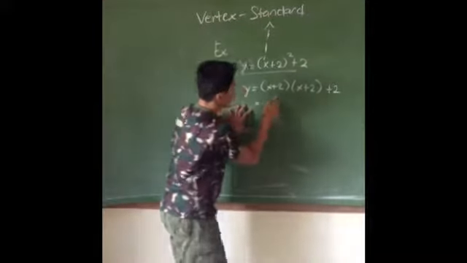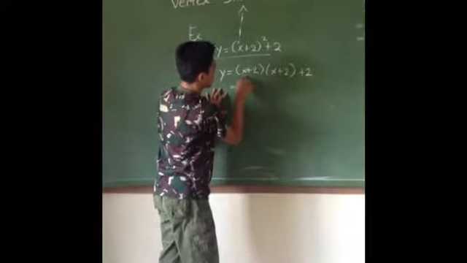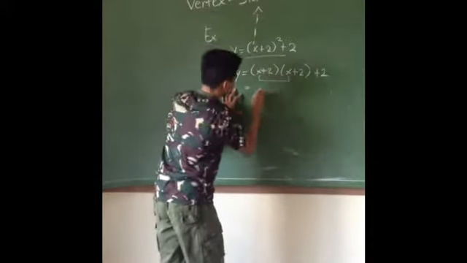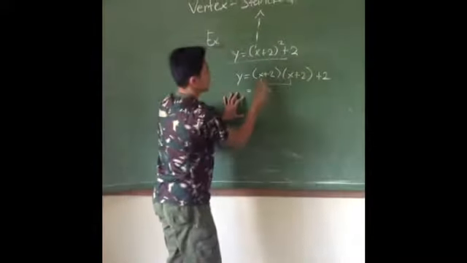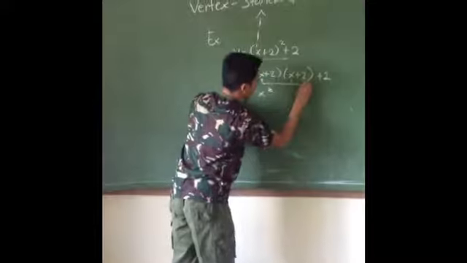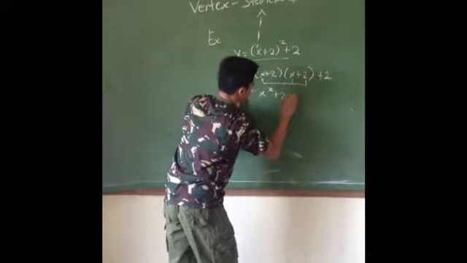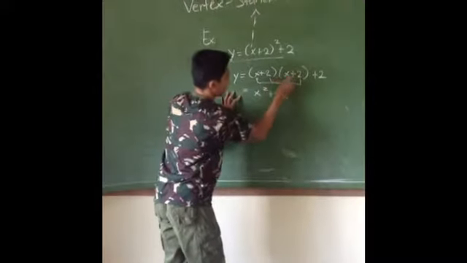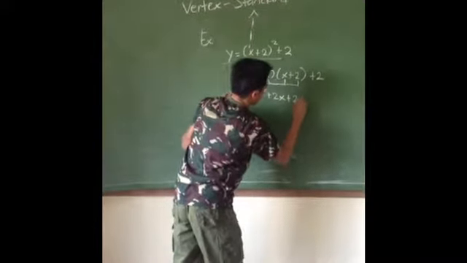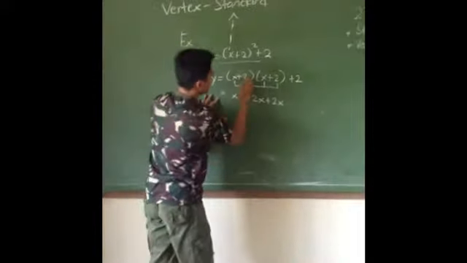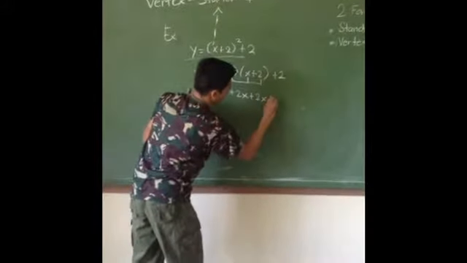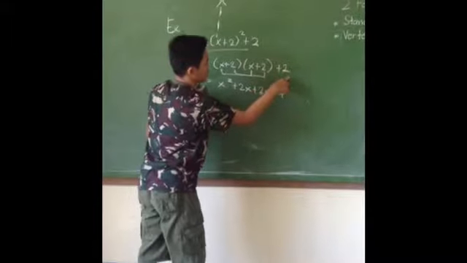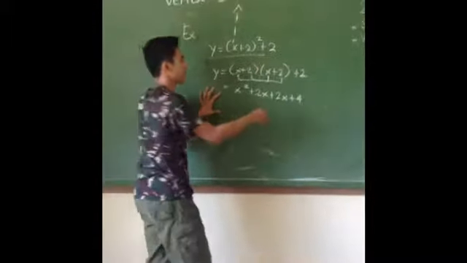Now, we must get the first term: x times x is equal to x squared. Then the outer term, x times 2 is 2x. Then the inner term, 2 times x is equal to 2x. Then the last term, 2 times 2 is equal to 4. Then we bring down the other number that is not modified by the binomial term.